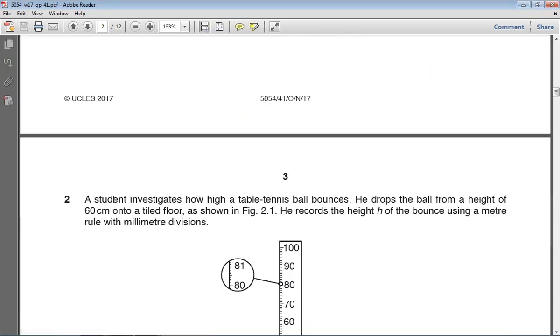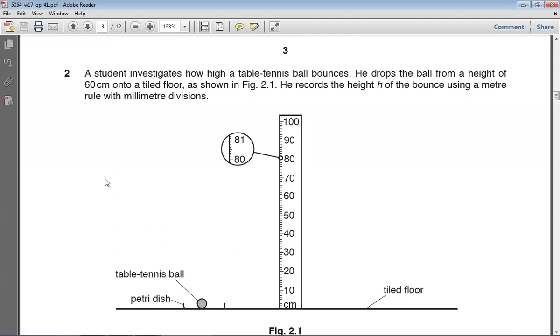So the next question coming up on your screen is question number 2. A student investigates how high a table tennis ball bounces. He drops the ball from a height of 60 centimeters onto a tiled floor, as shown in figure 2.1. He records the height h of the bounce using a meter rule with millimeter divisions.